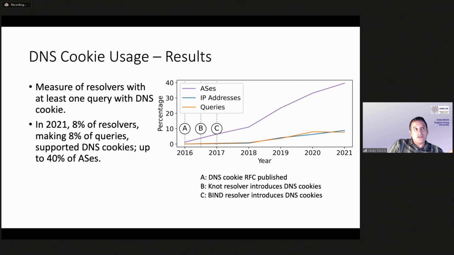Looking at DNS cookie usage, we measured this by looking at queries. In particular, a resolver was labeled as supporting DNS cookies if it issued at least one query that contained a DNS cookie. So in 2021, we saw about 8% of resolvers, contributing to 8% of queries, supporting DNS cookies. But in terms of autonomous systems that have at least one resolver exhibiting support for DNS cookies, that's about 40%, which is quite interesting. It's the difference there.